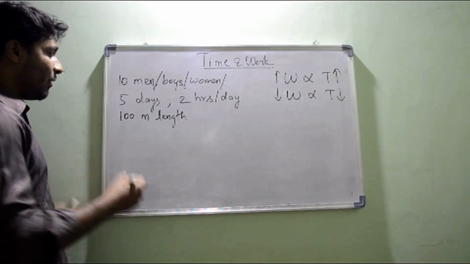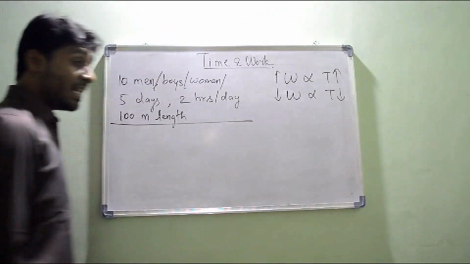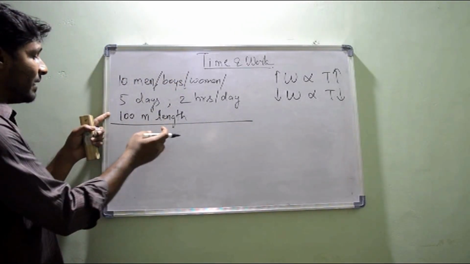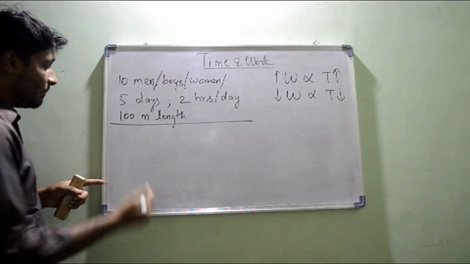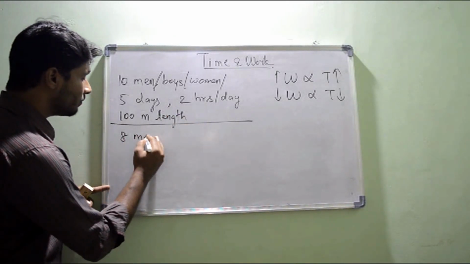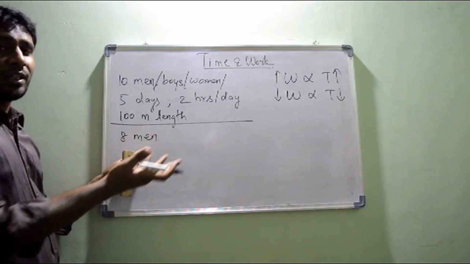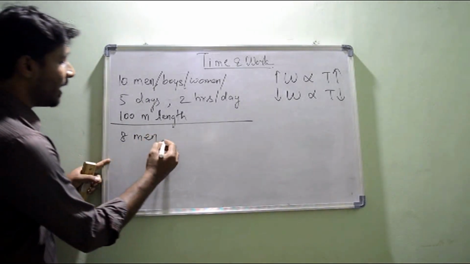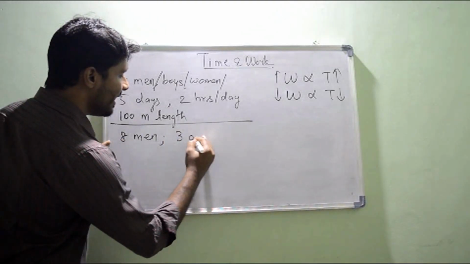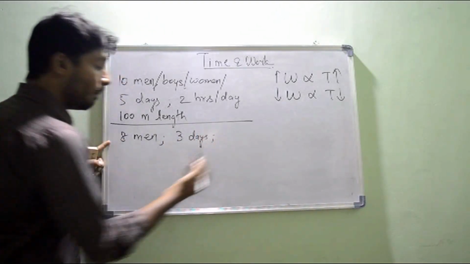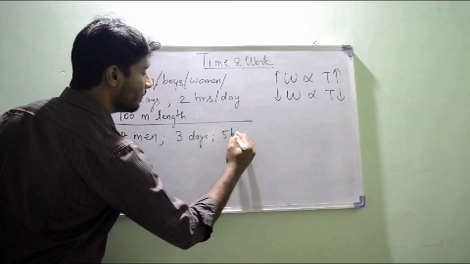Now the second scenario is like, if the same work, got it? If building the same 100 meters of wall is done by a lesser number of people. For example, let's take only 8 men are working now. So only 8 men or women or boys are working now, and if 8 men are working on the same project, and they work for some 3 days, but they work for 5 hours a day.